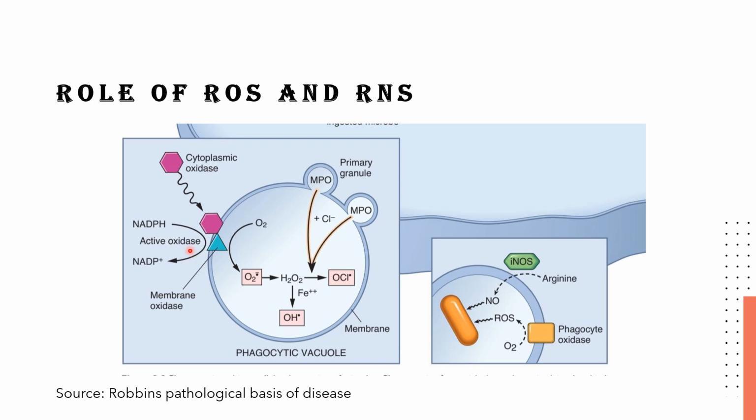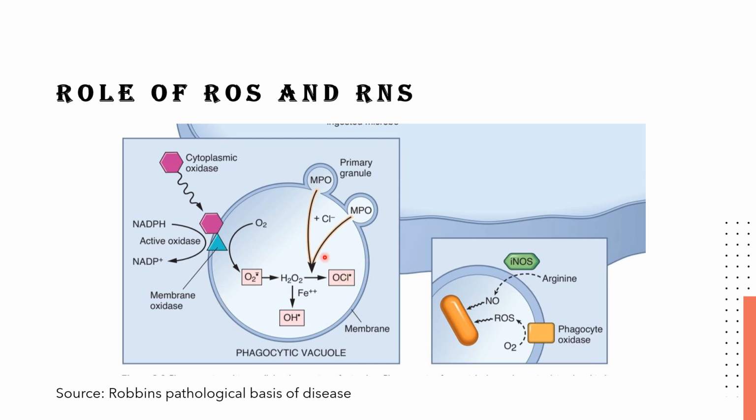Now what will that lead to? It will lead to generation of O2. O2 will then lead to generation of O2 minus. O2 minus is a superoxide. Now that will lead to conversion of H2O2, which is hydrogen peroxide, into OCl minus. Please remember this H2O2 to OCl minus.